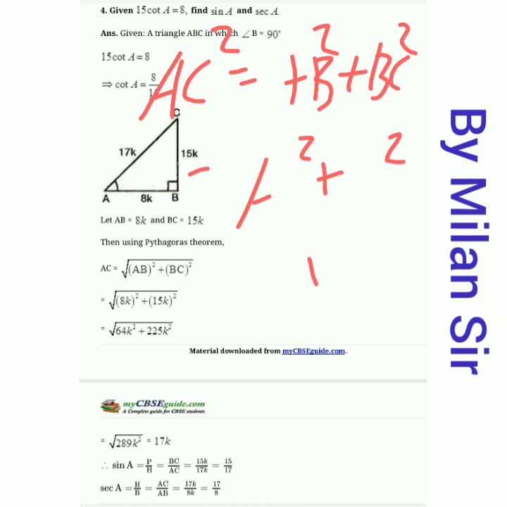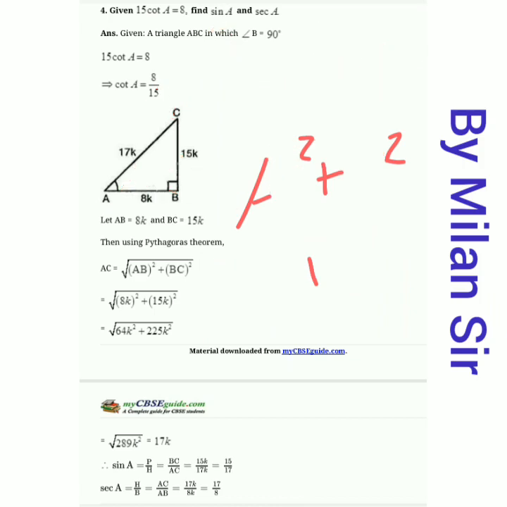Now put the value of AB and BC. Your AB is 8k, BC is 15k, and square. So 8k square 64k square, 15 square 225, and k square as it is. So 225k square. Now add these two numbers, so you get 289k square, and take square root. So 289 square root is equals to 17. So 17k. So your third side hypotenuse is 17k.